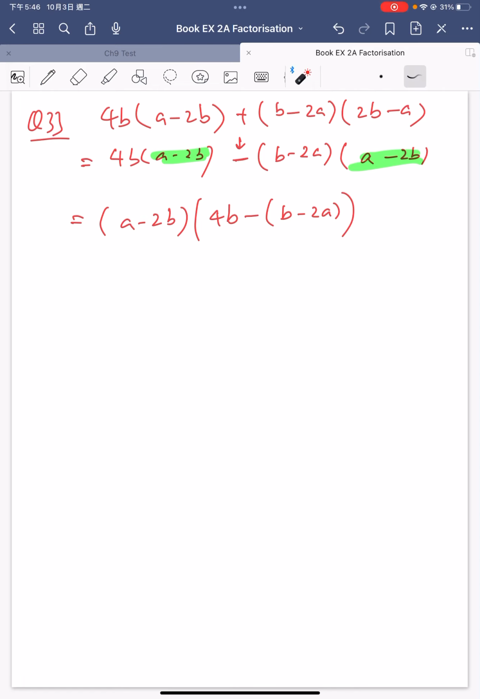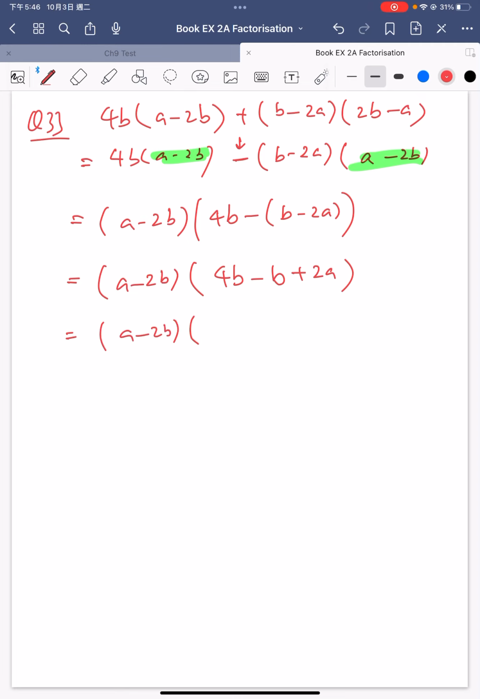So now we want to expand the bracket. What I mean is to use the negative times the b and the negative times the negative 2a. So what we have is 4b minus b, and negative times negative 2a gives a positive 2a. So we simplify the bracket, and we have 3b plus 2a. So that's for question 33.